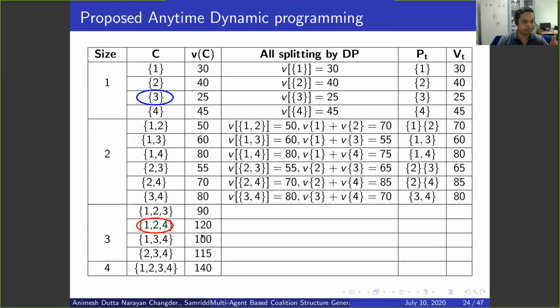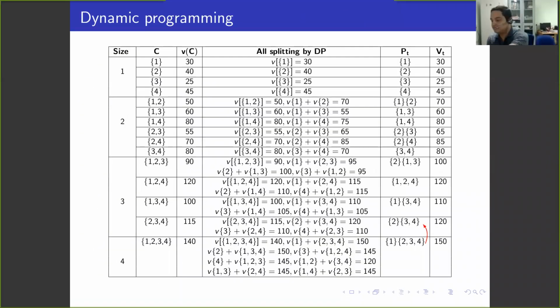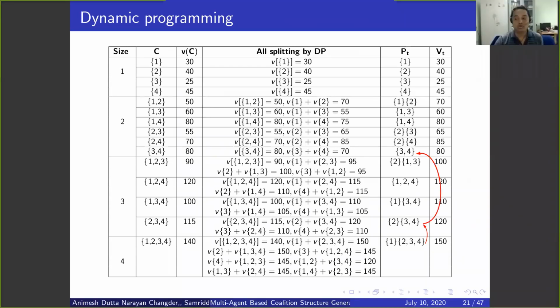Right? But sir, this may not be the optimum result. Yes, that I'm telling. It is not optimal because it is giving us 145 and our optimal result was 150. But to get 150, we need to wait up to the last.